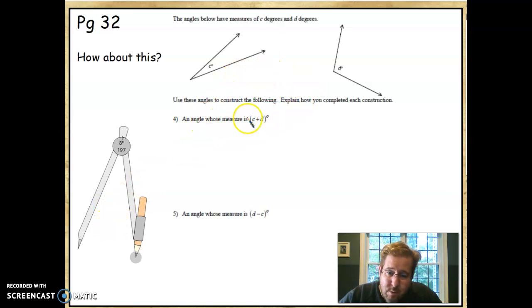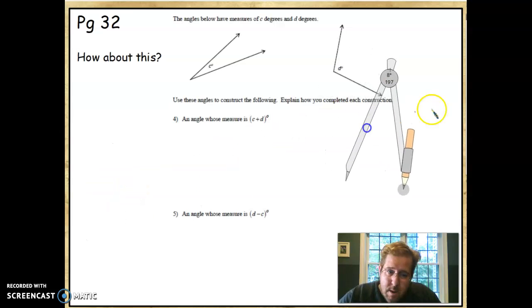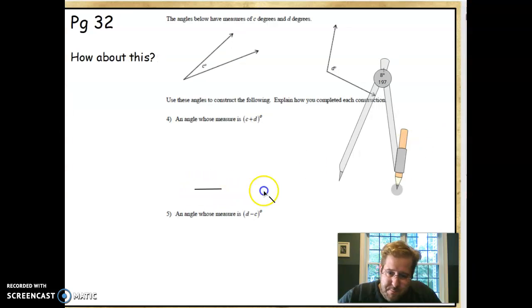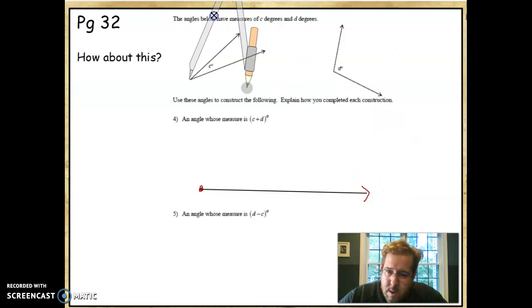So it says an angle whose measure is C plus D degrees. So take whatever C is and whatever D is, add them together, and we're going to make one angle that's the size of both of them combined. All right, so same steps as before. When copying an angle, you start off with just simply a ray. Now I'm going to make an arc that intersects, and I'm actually going to do it for both.